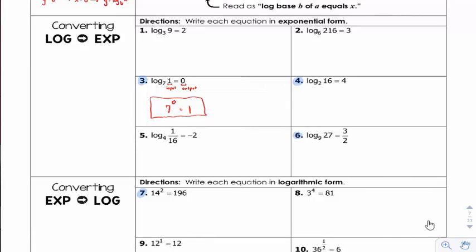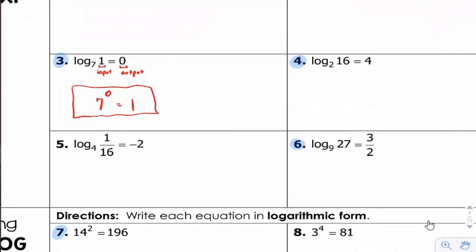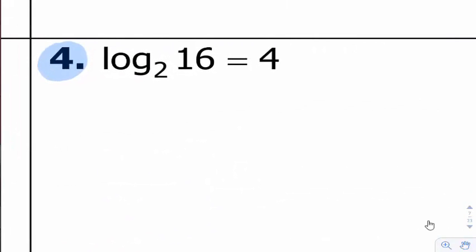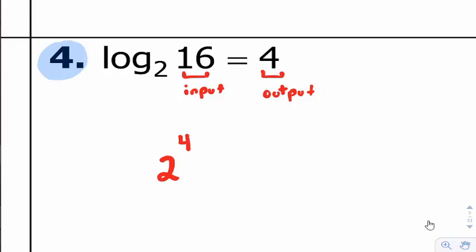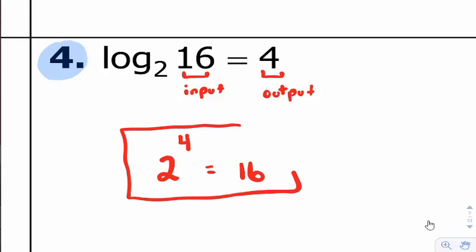All right, coming down, let's do number 4. So this one, write that as an exponential function. So as you write this, you're going to have your base, which is 2. And again, you got to remember, this is your input, and this is your output. So the output becomes the input. So you get 2 to the 4th power. The input becomes the output of your exponential function. Do you have a true statement? Yes, you do, so you're good.